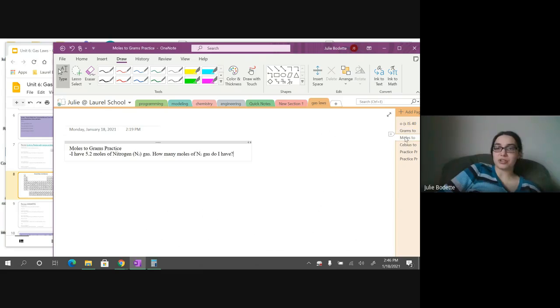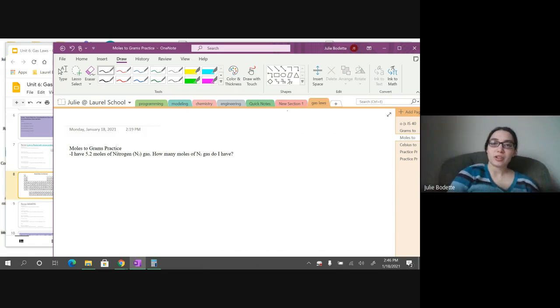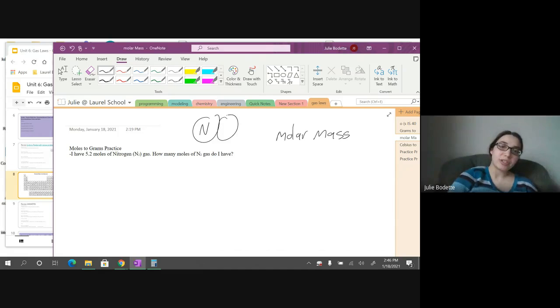So the next question is just practice going backwards, so moles to grams. So we have 5.2 moles of nitrogen gas. How many moles of N2 gas do we have? So again, we need to find the molar mass. You'll notice nitrogen is also diatomic, right? So it's N2. So if we were to draw a picture of it, it would look like this with 2 nitrogens. So we need to find the molar mass of nitrogen and then multiply by 2.